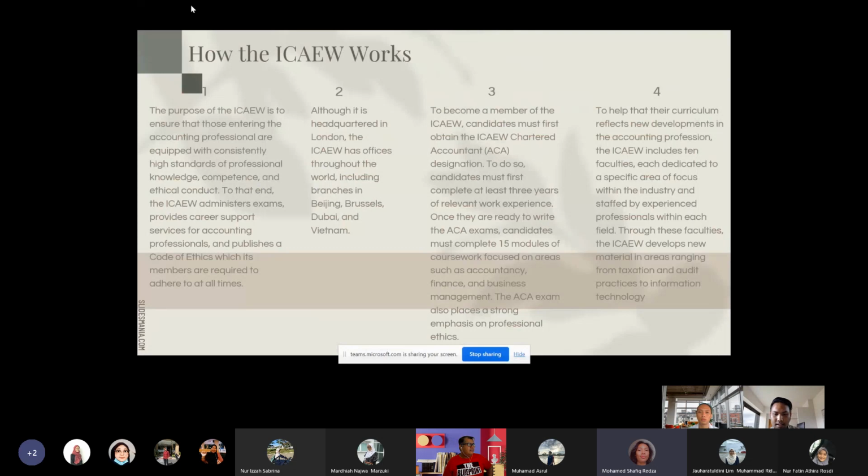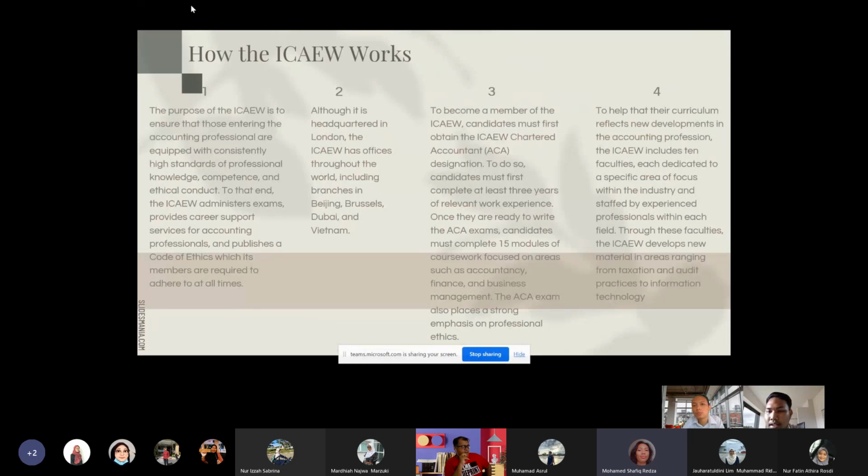First, complete at least 3 years of relevant work experience. Once they are ready to write the ICAEW exam, candidates must complete 15 modules of coursework focused on areas such as accountancy, finance and business management. The ACA exam also places a strong emphasis on professional ethics.